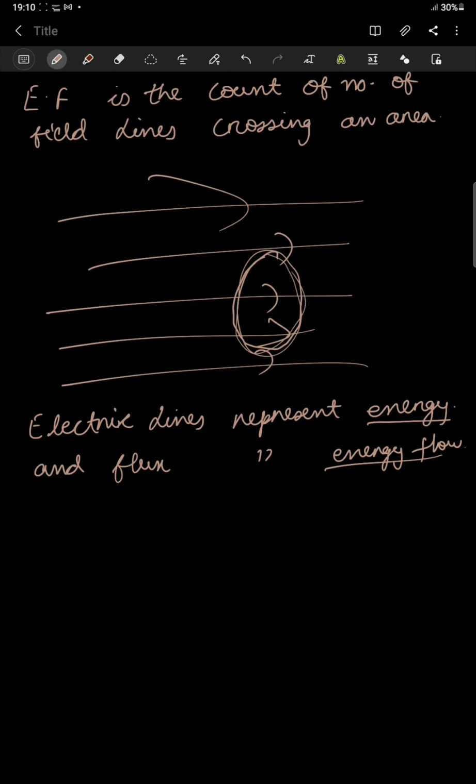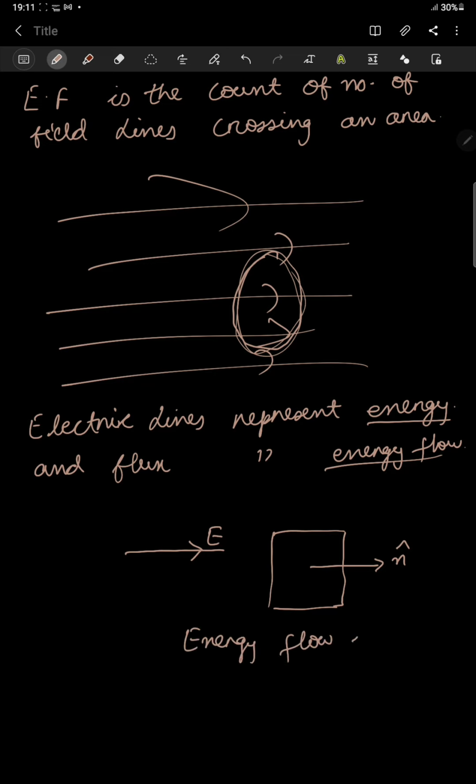Okay, so in order to derive this formula for electric flux, I will give you an example. Let me take an area in this manner. Now its area vector n cap is along this direction, right? Now electric field lines are coming in this manner. Okay, so what will happen? Most of the field lines will cross through this area. So the energy flow or the flux will be maximum here.